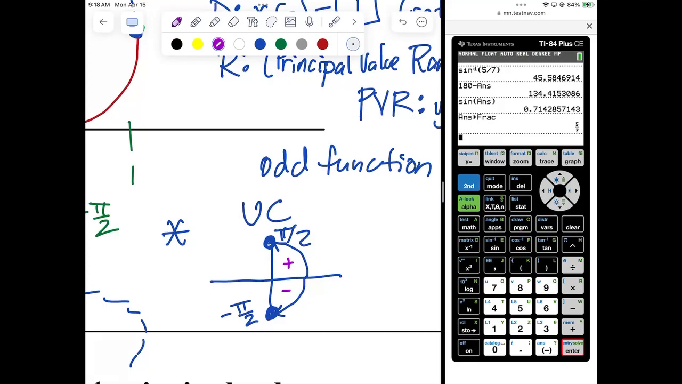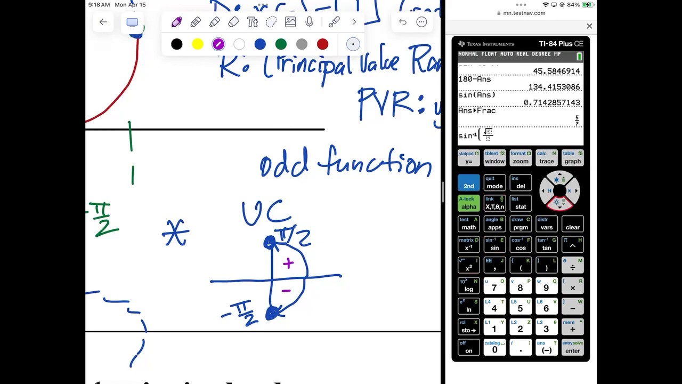If I hit inverse sine, I'm in degree mode still. If I hit inverse sine of square root of 2 over 2, what should I get? Remember, your calculator is programmed in function mode, so it's only going to give you one answer. What's the answer? 45 degrees, right? It's a positive ratio, so it's going to give me a positive acute angle in quadrant 1.